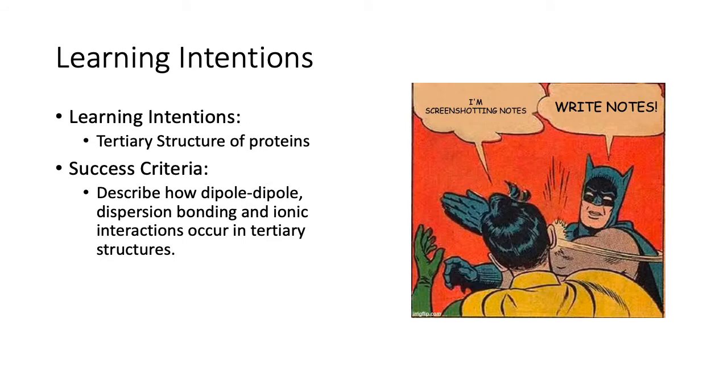Okay, so tertiary structures of proteins. Remember that we are talking about interactions between the side groups of amino acids, not the peptide bonds of the amino acids, which differentiates it from secondary structures.